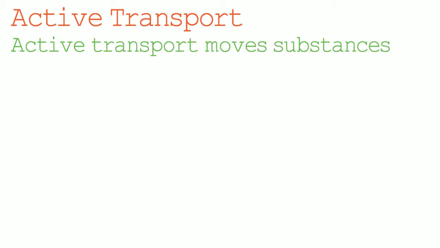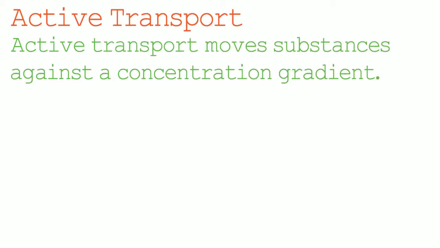at active transport. Sometimes a cell needs to take in a substance when there is a low concentration of that substance outside the cell. It can do this by active transport. Active transport moves substances against the concentration gradient, which means that a substance moves from a place where there is a low concentration to a place where there is a higher concentration of that substance.